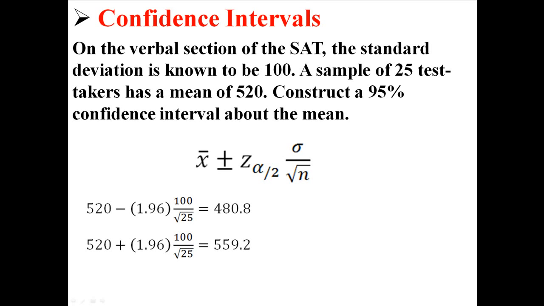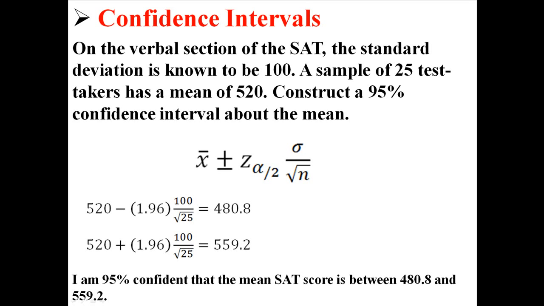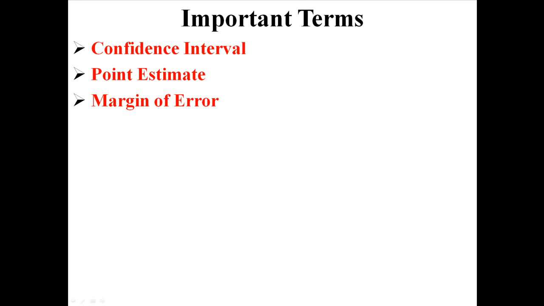Notice that it's plus or minus, so I have one that's minus and one that is plus. I put in 520 for the sample mean, 1.96 for our z. The population standard deviation is 100, and our sample size is 25. So what I found here are actually called the lower bound and the upper bound. Our lower bound is 480.8, and our upper bound is 559.2. So what that means is I am 95% confident that the mean SAT score is between 480.8 and 559.2. And that is a confidence interval, which is just point estimates and margins of error.